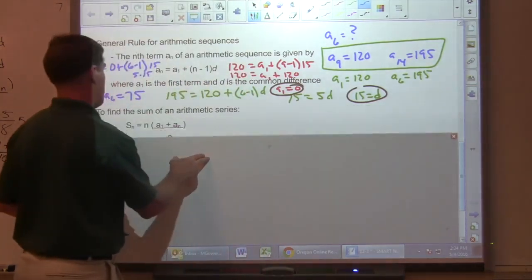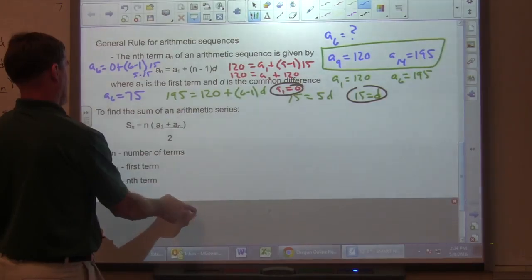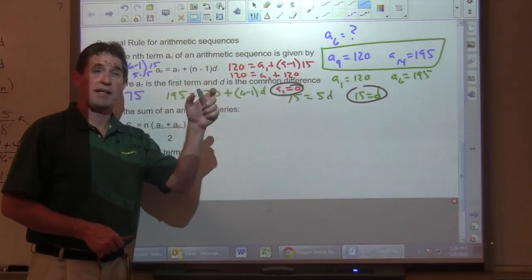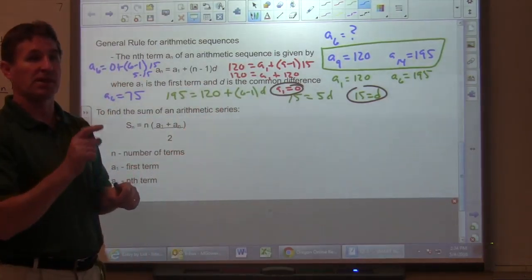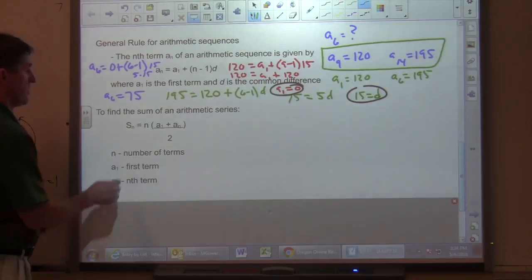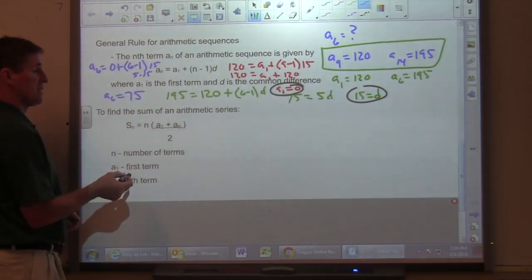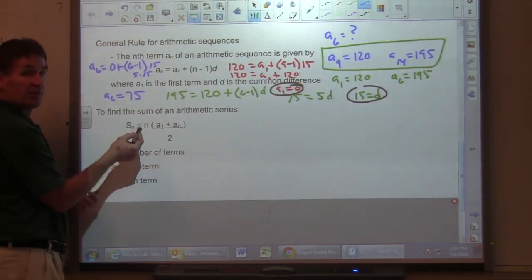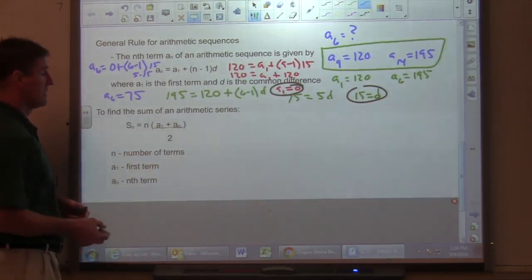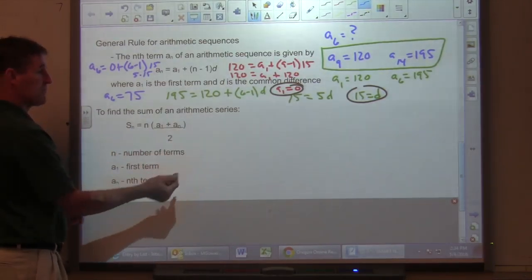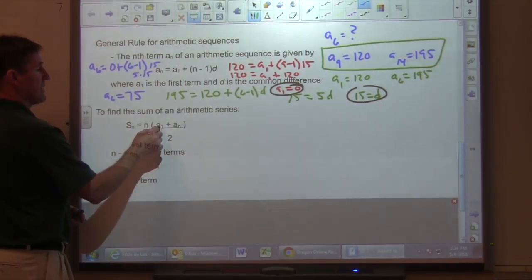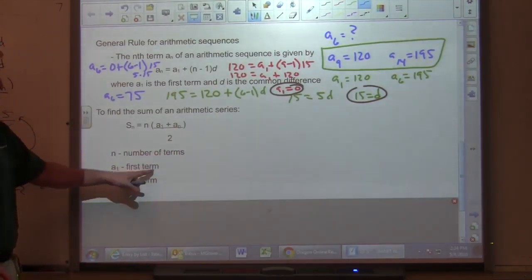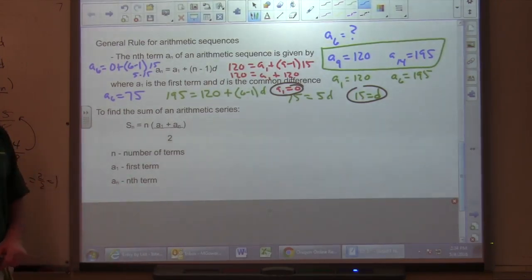The last thing we're going to do is find the sum of an arithmetic series. So we're going to take an arithmetic sequence, and we're going to add up all the numbers to find a sum out to a certain location. So to find the sum of an arithmetic series, if we want the first 10, it'd be s sub 10, equals n, how many spots out we're going, times a1 plus an divided by 2, where n is the number of terms, a sub 1 is the first term, and a sub n is the nth term.